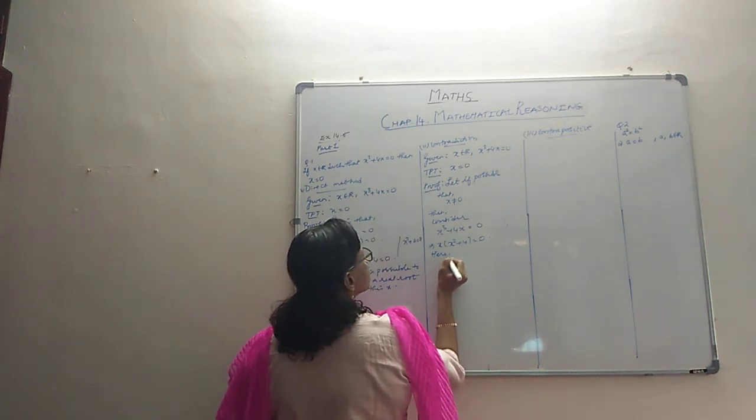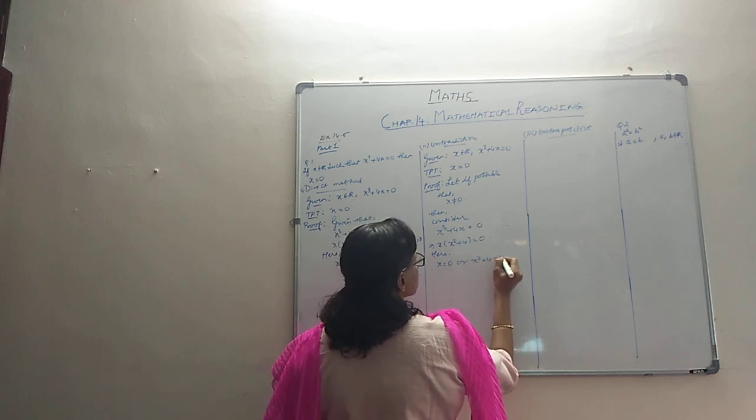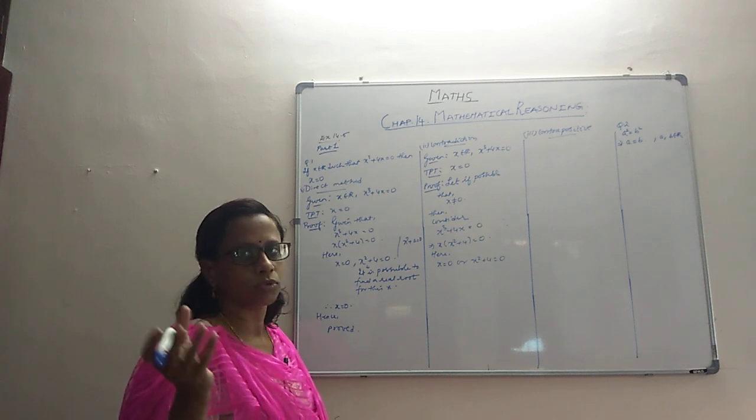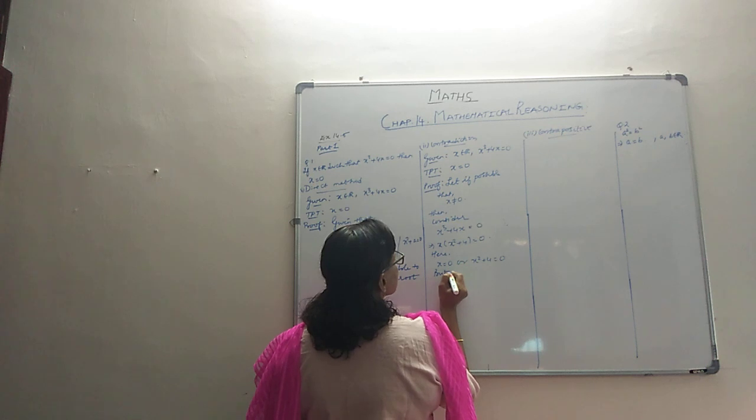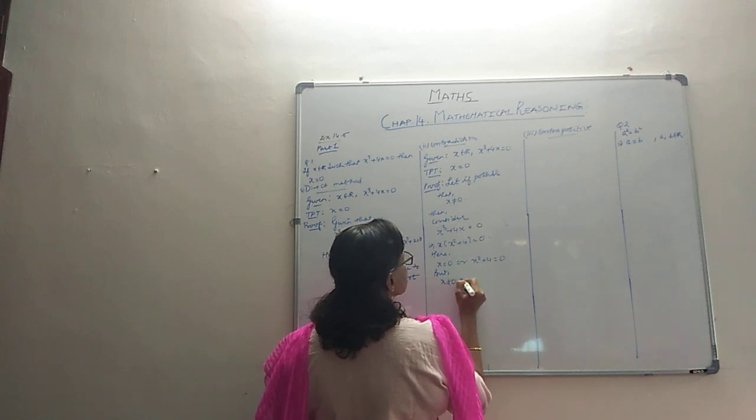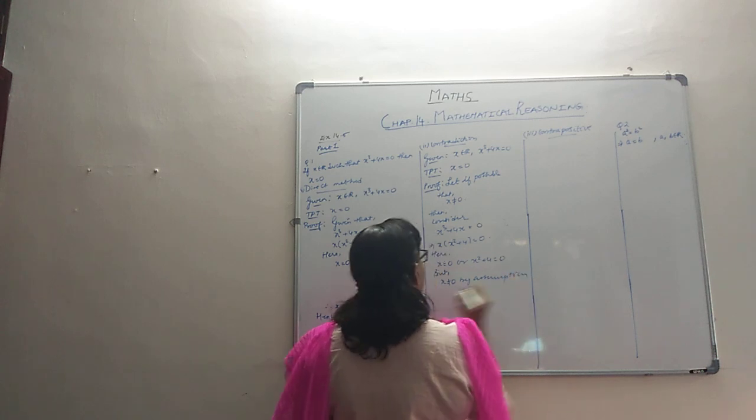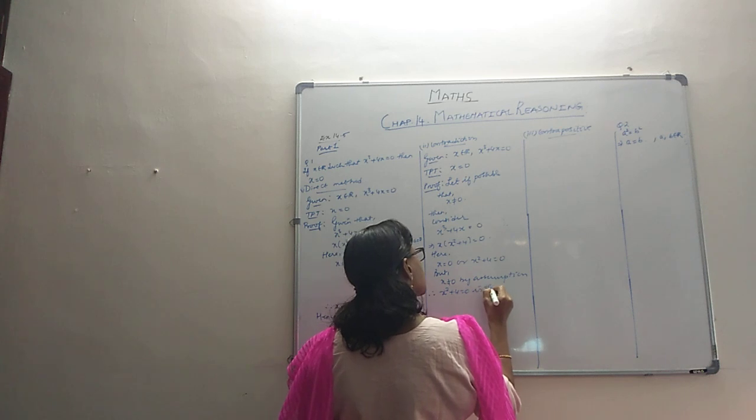Here x is 0 or x squared plus 4 is 0. Obviously when we come across a product that is 0, either of the factors or both can be 0. So we are coming across those possibilities, but x is not 0 by assumption. Therefore x squared plus 4 equal to 0 is the only possibility.